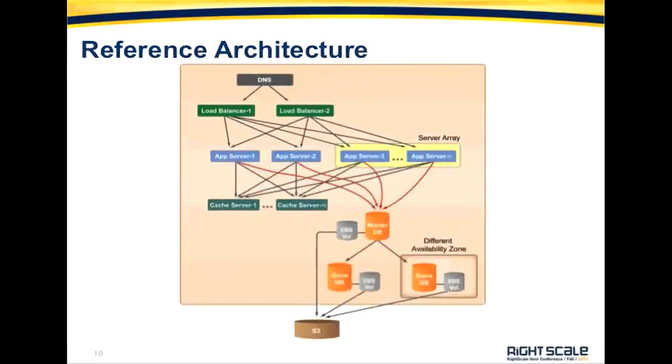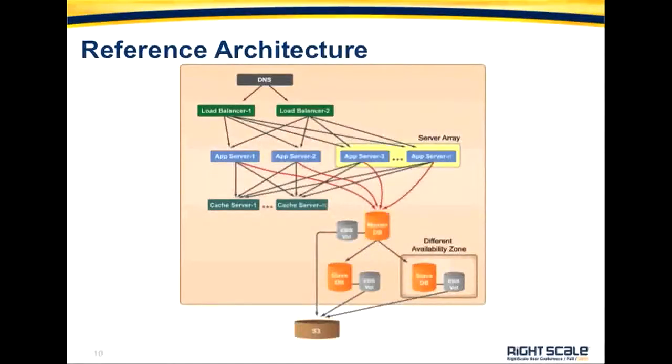And we can talk about array minimums and maximums and all this kind of stuff. In this example, you'd have a minimum of 2 app servers running at any time, right? We can also set up other environments where you have 1 or 0. Doesn't make a lot of sense, but you could do it. Behind the app servers, we have a caching tier, right?